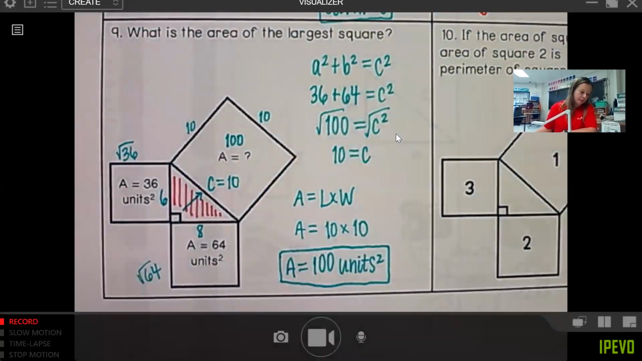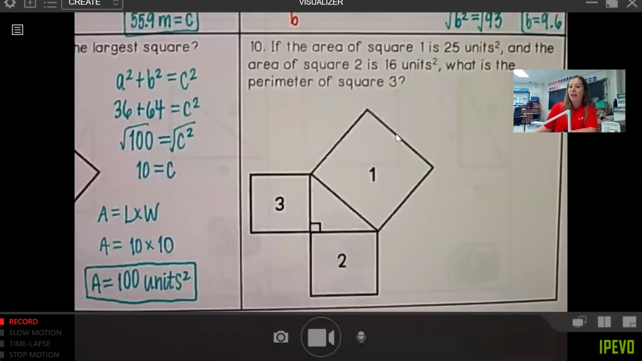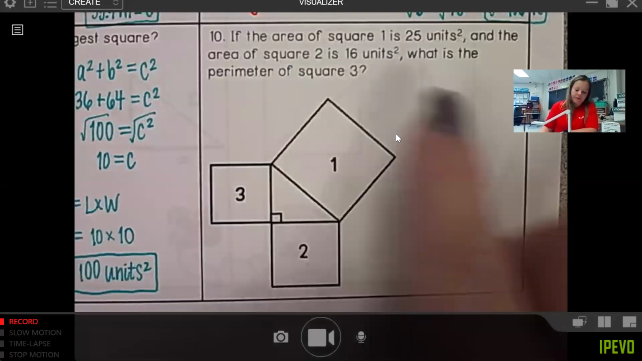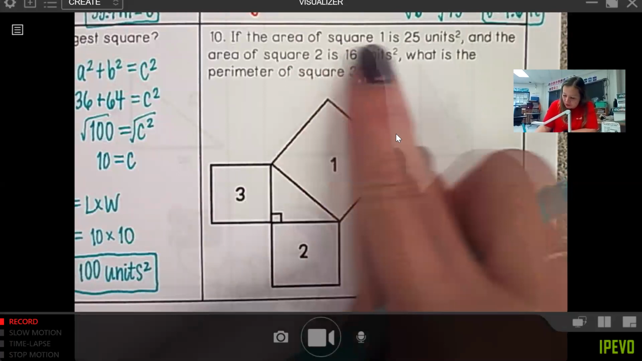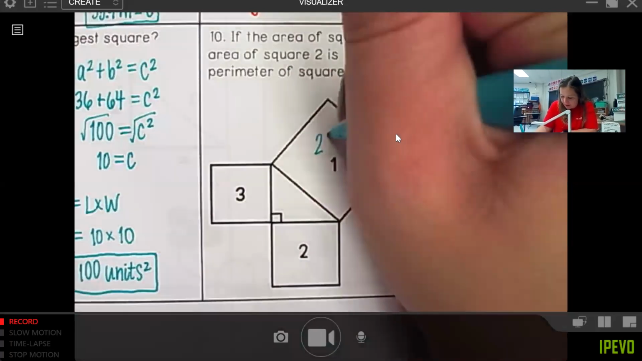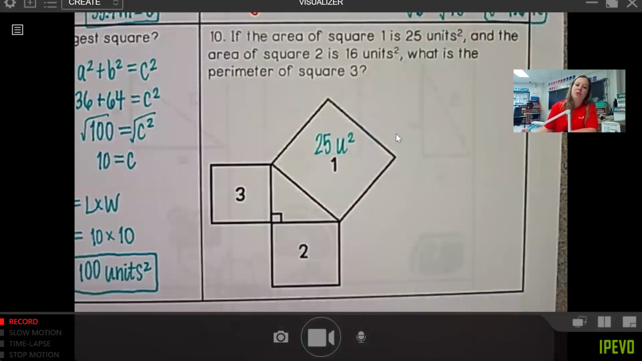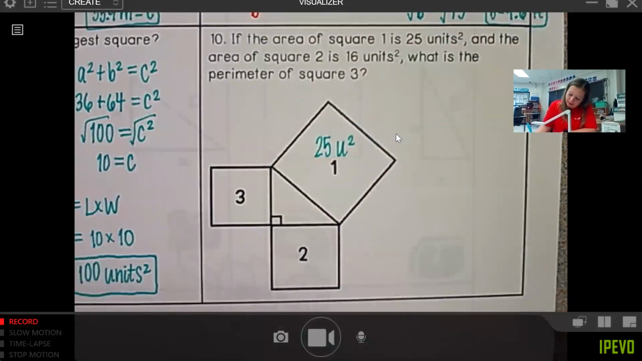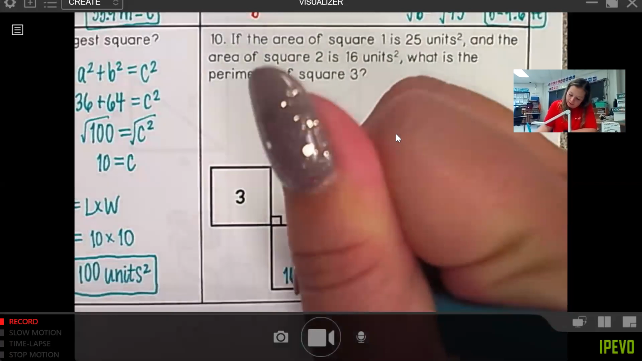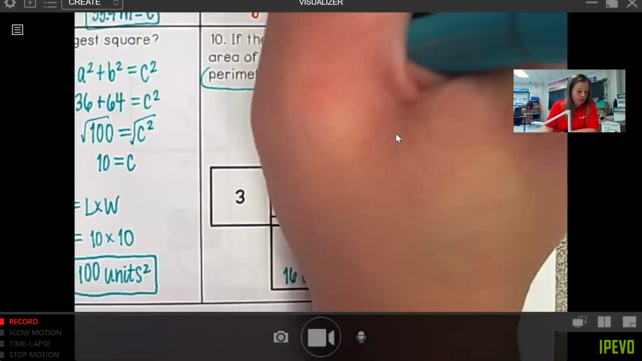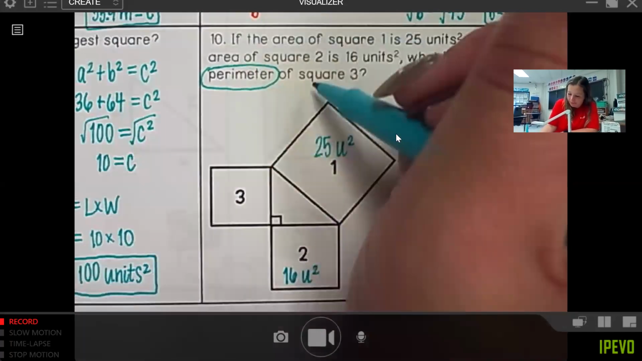The last example. Pause the video if you didn't get the notes from the last problem. If the area of square 1 is 25 units squared, and the area of square 2 is 16 units squared, what is the perimeter of square 3?